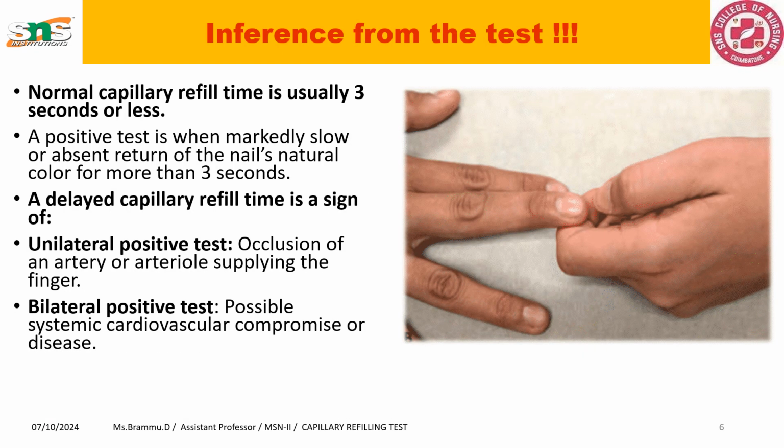From this test, the inference we get is that the normal capillary refilling time is usually 3 seconds or less, and a positive test is marked when it is very slow or there is absence of blood flow into the area. A delayed capillary refilling time might be a unilateral positive test, that is occlusion of an artery or arteriole. A bilateral positive test indicates possible systemic cardiovascular complications. Unilateral means in one hand alone you are not having the return flow while the other hand has good perfusion. A bilateral positive test means both extremities have delayed capillary refilling time.